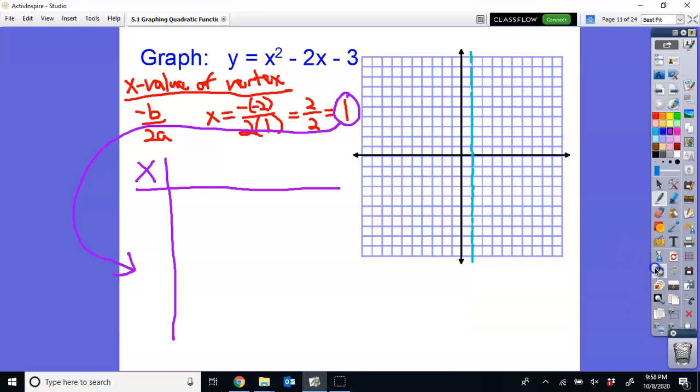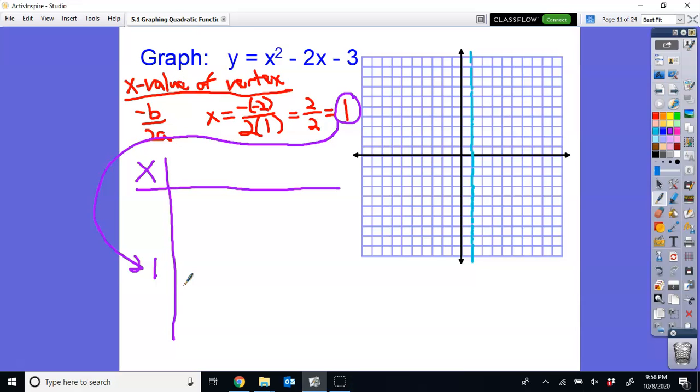Let me repeat that again and show you again. I know that this x value of this vertex is in the middle of my graph. I know that the rest of my graph is on either side of this. So I take this 1 right here and I'm going to plug it in the middle of my table. Remember, this is the whole concept of plugging inputs into a function to get outputs.